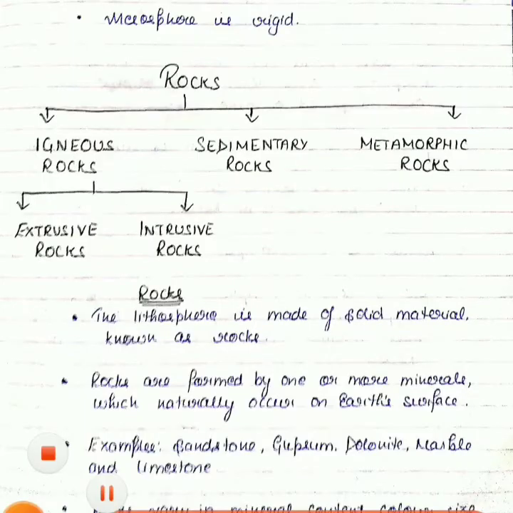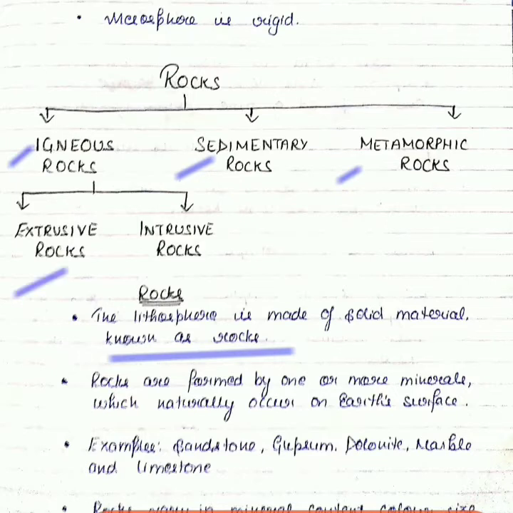Now let us move to the next topic, rocks. The lithosphere, or the outermost layer of the earth, is made of solid material. These solid materials are known as rocks. Rocks are mainly of the following three types: igneous rocks, sedimentary rocks, and metamorphic rocks. Igneous rocks are further divided into extrusive rocks and intrusive rocks.